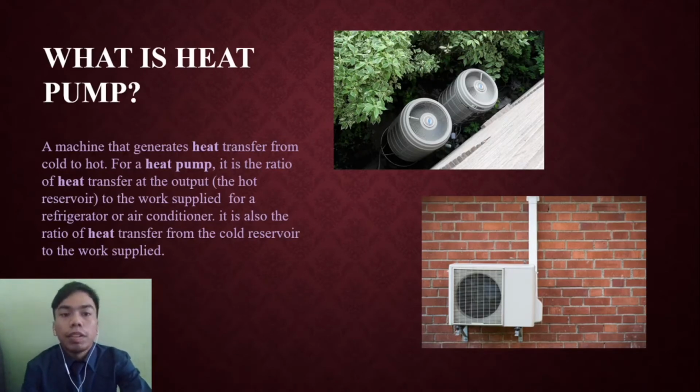A heat pump is a machine that generates heat transfer from cold to hot. For a heat pump, it is the ratio of heat transfer at the output, the hot reservoir, to the work supply. For a refrigerator or air conditioner, it is the ratio of heat transfer from the cold reservoir to the work supply. As you can see in the picture, there is an air conditioner located outside the building to cool the air in the building.